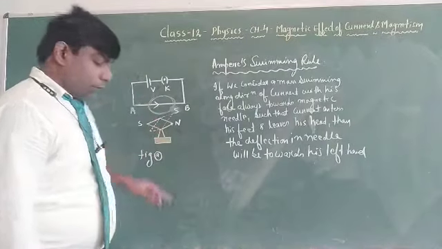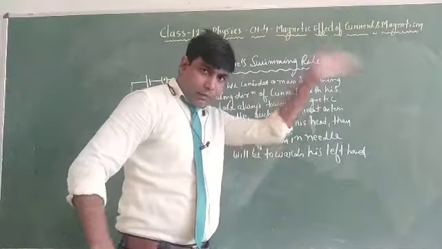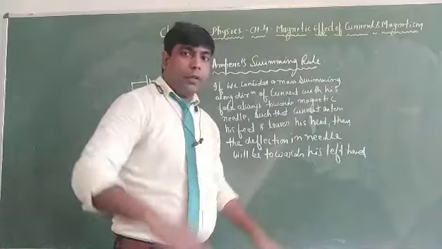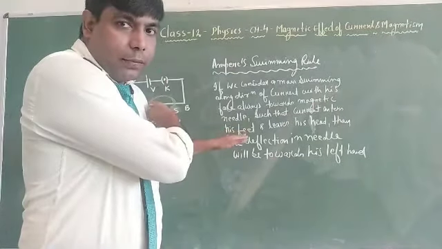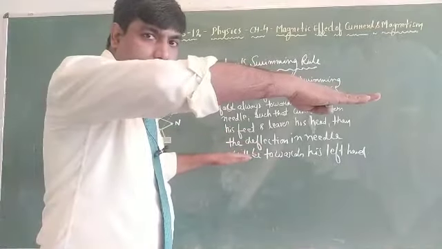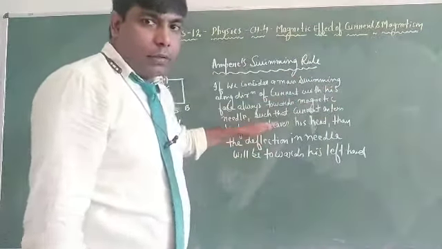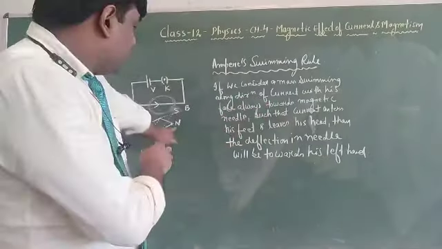Now, what will happen? Current will enter his feet and leave the head. So the deflection will be towards which side? For example, here is the swimmer. See, this is the left hand and current is going in this direction, right? Then the deflection of the needle will be towards the left. That is C.